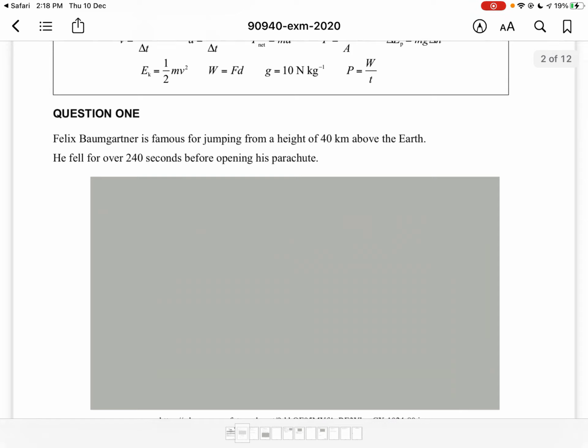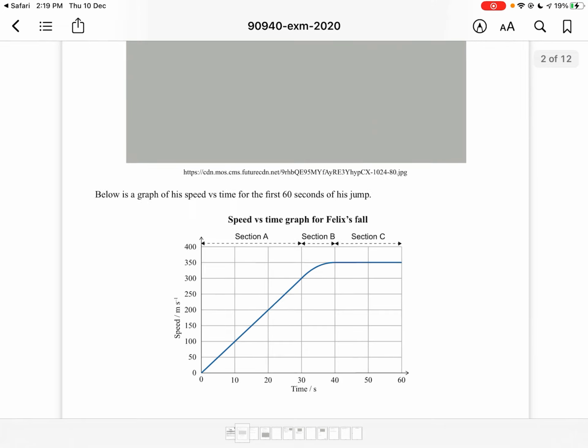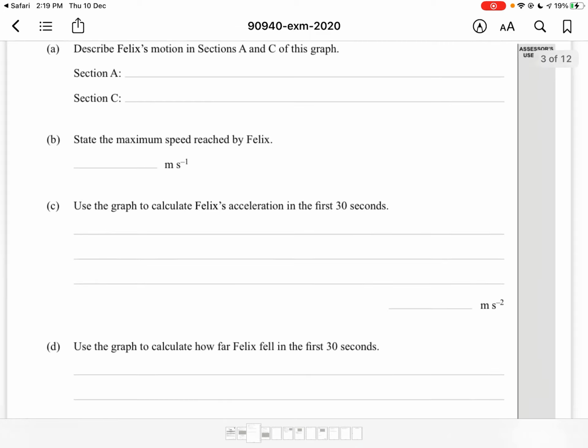If we look at question 1, Felix Baumgartner is famous for jumping from a height of 40 kilometers above the Earth. He fell for over 240 seconds before opening his parachute. Below is a graph of his speed versus time for the first 60 seconds of his jump. So that's our speed over time graph.